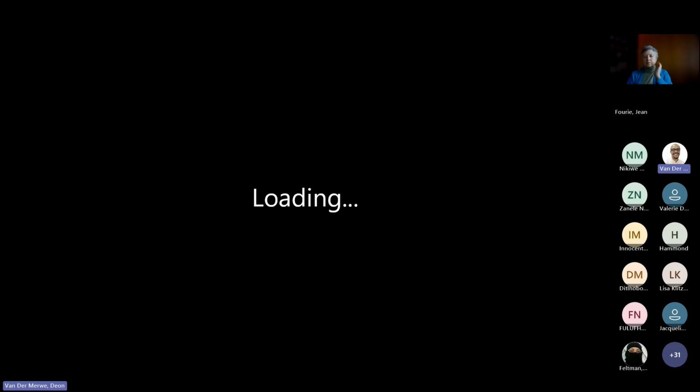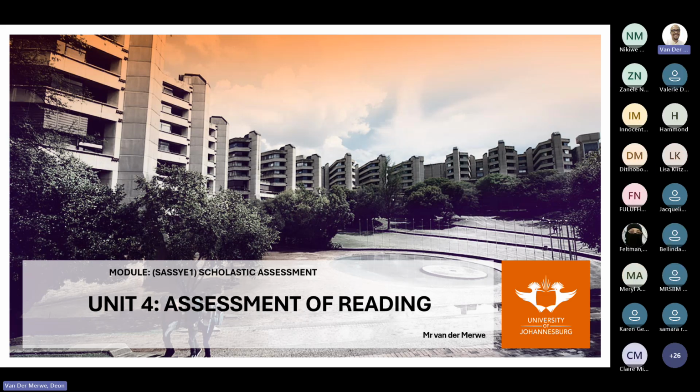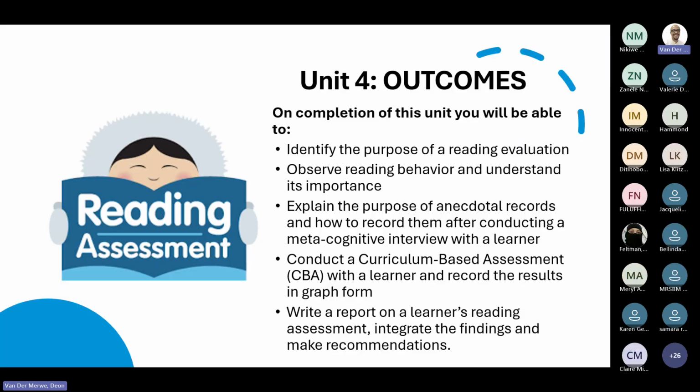Well, good morning, everybody, and welcome to today's lecture, where we will be focusing on a few key skills related to reading assessment. And so by the end of this unit, you should be able to understand why reading evaluations are important and how they help us support learners more effectively.